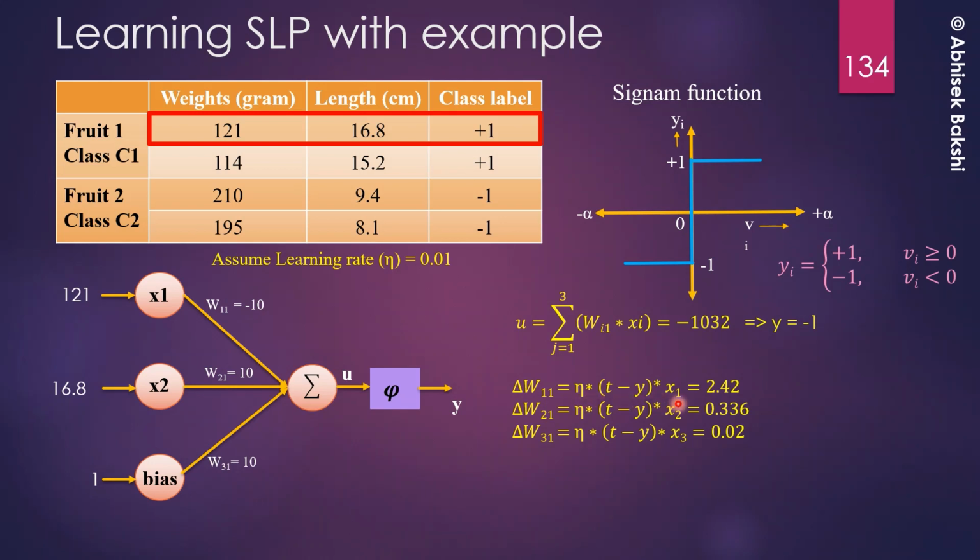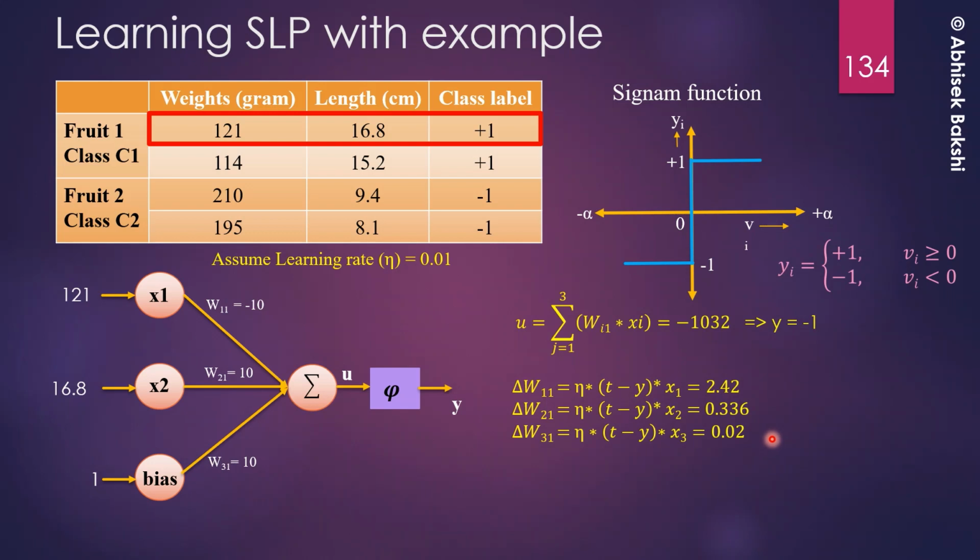Already you have seen this equation. So just put this. T means target, which is plus 1. Y means the output, that is minus 1. So plus 1 minus minus 1, that means basically 2. So 0.01 multiplied by 2 multiplied by x1, that is 121. If you do this, you will see the value of delta W11 will become 2.42. Similarly, if you calculate the other two delta W, you will get these three values.